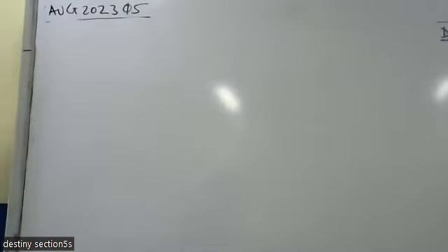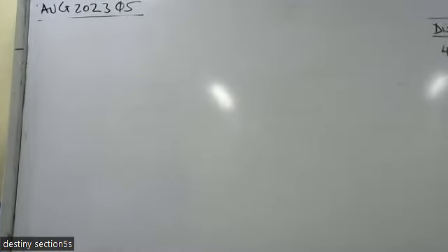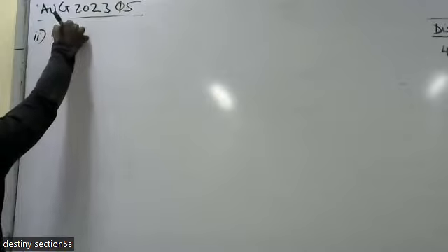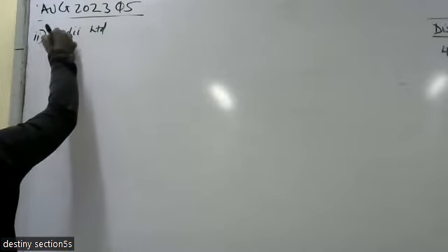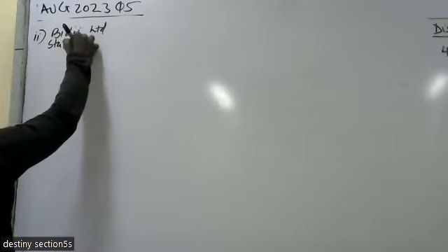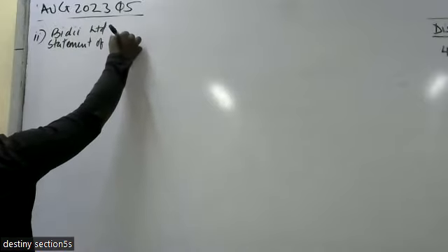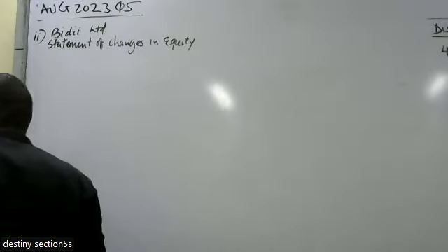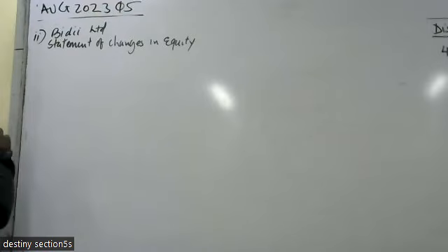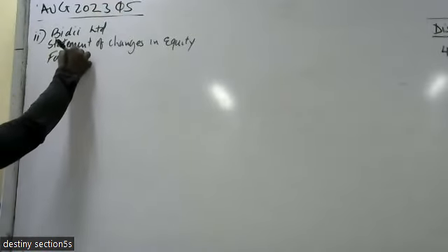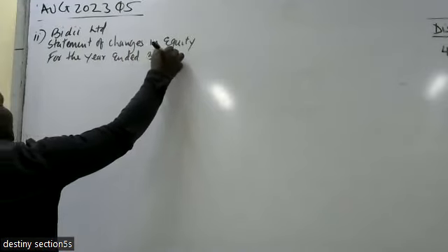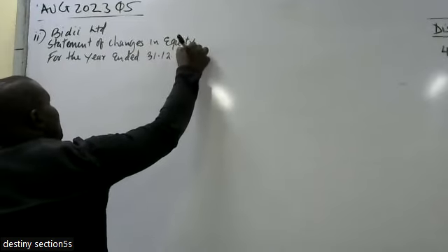So required Roman 2, they want the statement of changes in equity. Right there, Roman 2, BD Limited, statement of changes in equity for the year ended 31st December 2022.